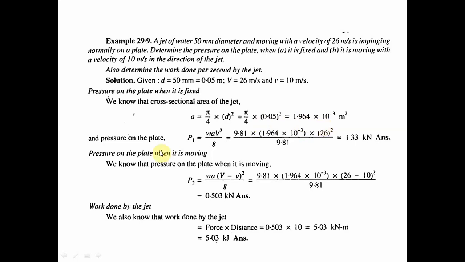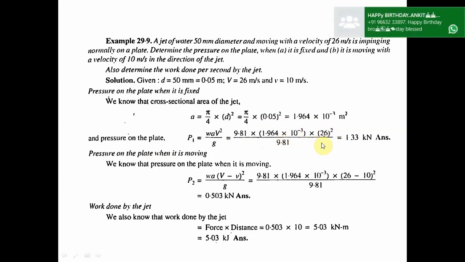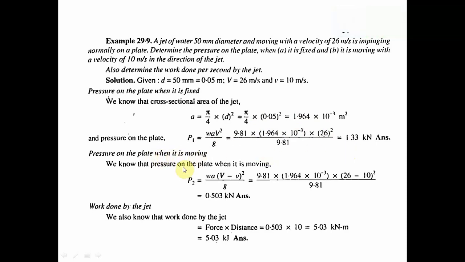square meters. And pressure on the plate P1 is given by W into A into V square upon G, that is equal to 9.81 into 1.964 into 10 raised to minus 3 into 26 square, that divided by 9.81, that is equal to 1.33 kilonewtons. Pressure on the plate when it is moving.